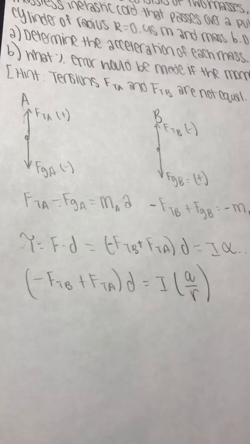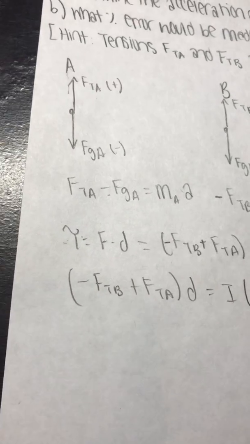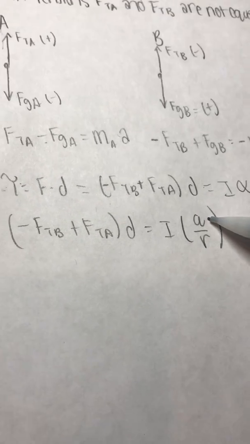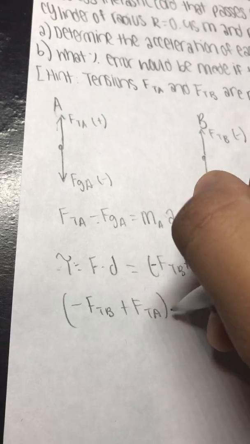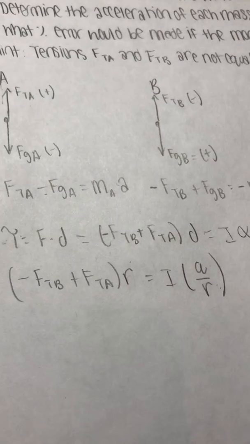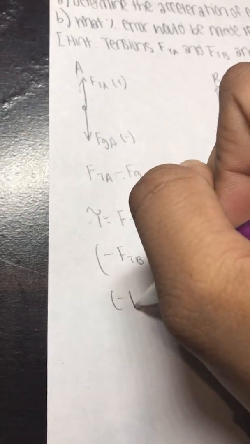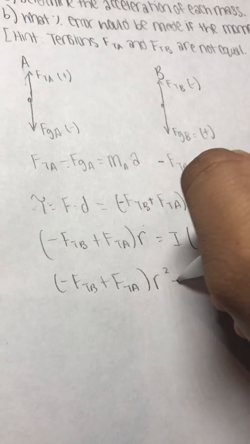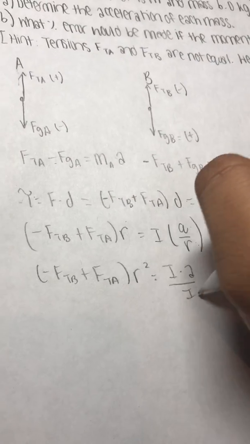I times acceleration over radius. So then, once I have that, what I'm going to do is that I want to isolate acceleration, right? So I know that D, first of all, is the same thing as R, like what I was talking about before. You can either use R or D. So I'm going to just change this to R so that all my variables are the same. And then what I'm going to do is get rid of the R. So I'm going to have negative FTB plus FTA times r squared equals I times acceleration. And we can divide by I as well.